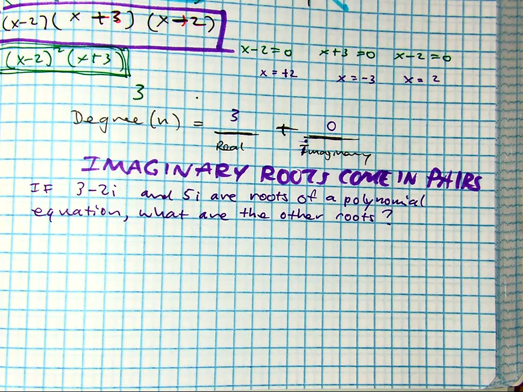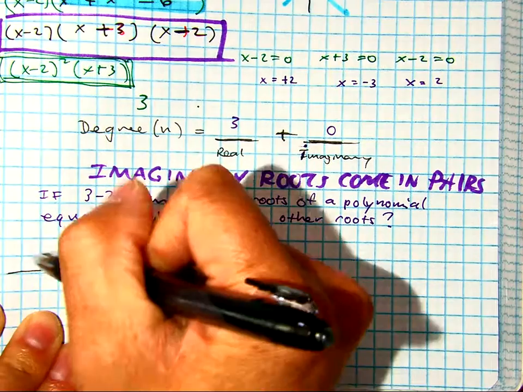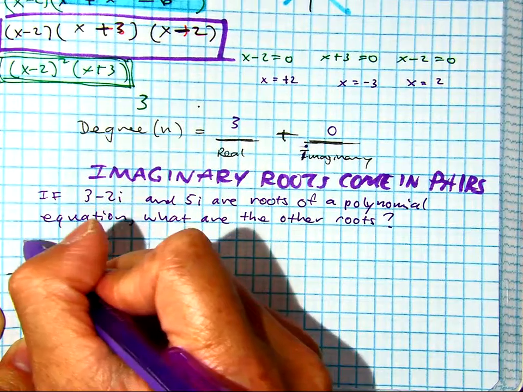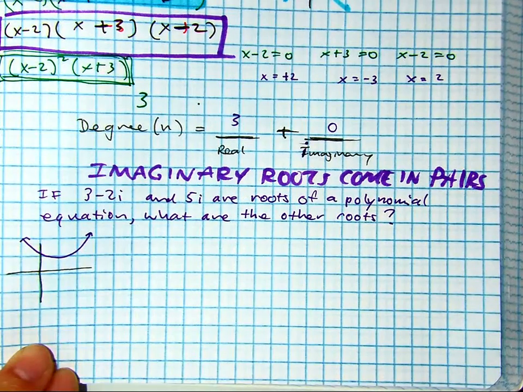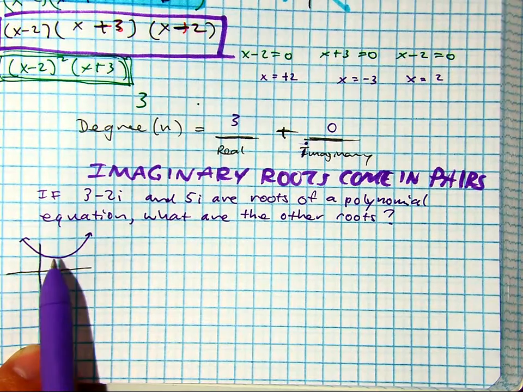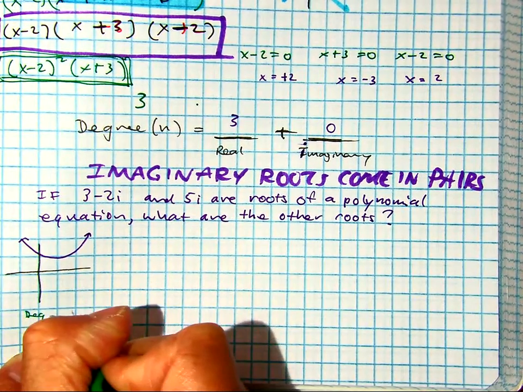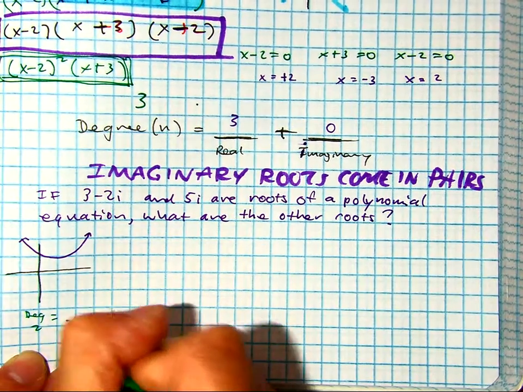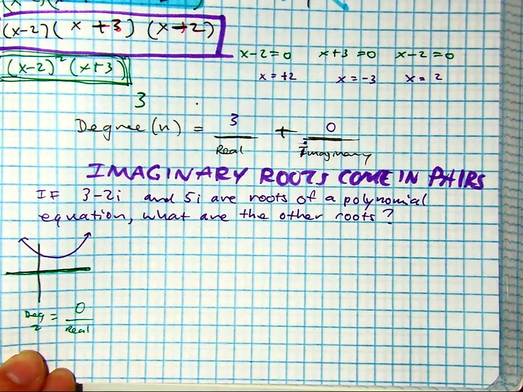All right, let's further talk about the fundamental theorem of algebra. I gave you guys that example on the previous slide that had a quadratic that did not touch the x-axis. Class, what's the degree of this graph? 2. The degree is 2. And how many reals does it have? It has 0 reals because it doesn't touch the x-axis.